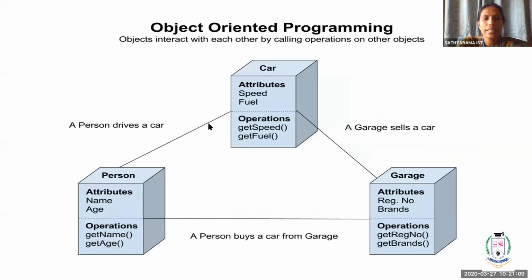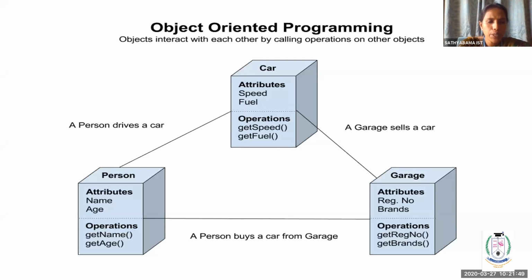Now, for more understanding about object representation, for example, all these objects are represented here. The car is one object, person is one object, and garage is one object. Every object has its own attributes and its operations. Here some sample attributes are given for the car: speed, fuel. These are some attributes or characteristics of the car. The operation is also called behavior. So the operations of the car are get speed, get fuel. These are the operations, also called functions associated with this object.